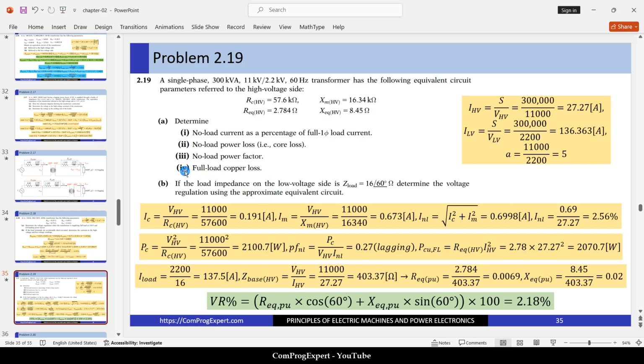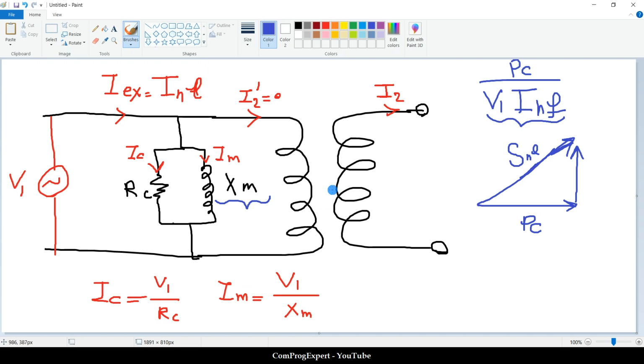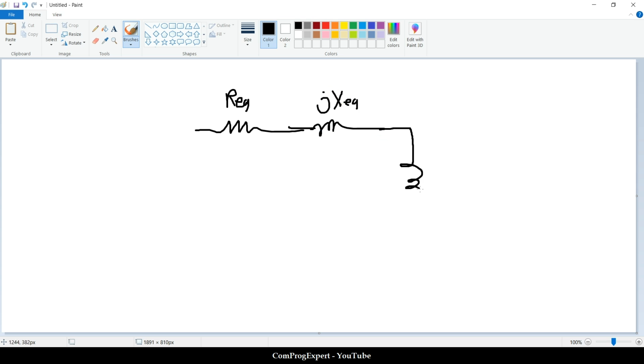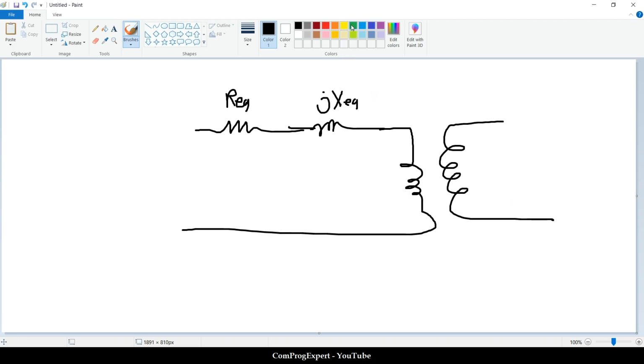The next part, full load copper loss. How can we calculate full load copper loss? We can use this equation. Yes, the previous model of the transformer that we used, with the equivalent referred to the high voltage side. This is JX equivalent, the high voltage side, and this is the low voltage side. How much is the value of the current for the high voltage winding?